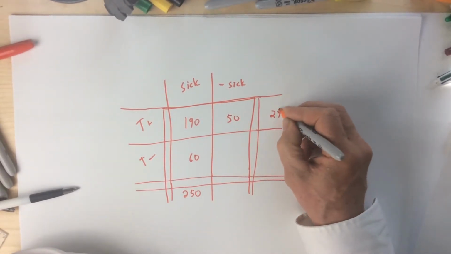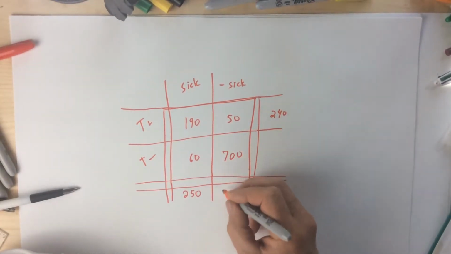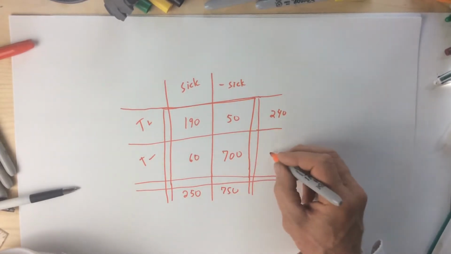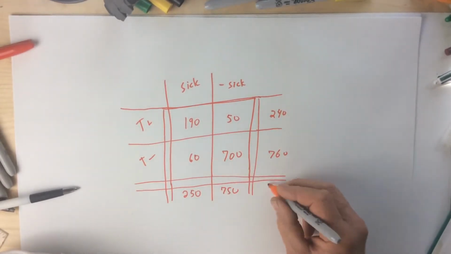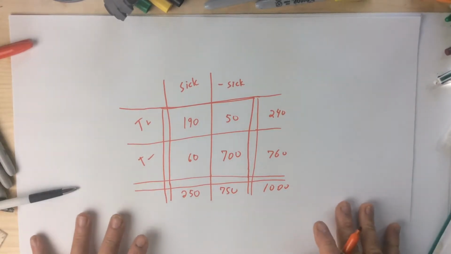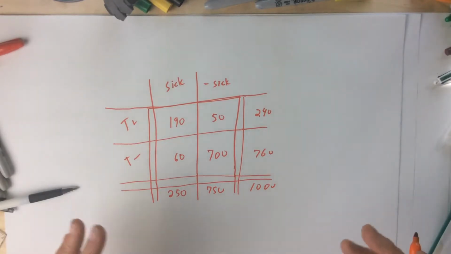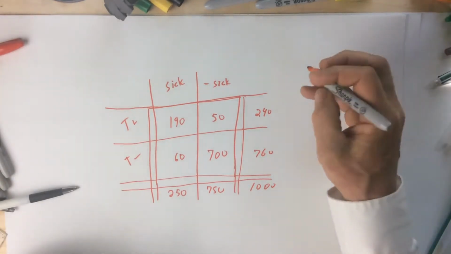That'll be 240. And then the other one I'm going to put in a 700 here. So this will be 750, this will be 760, and either way we add it will be 1,000. Now, there are some conditional probabilities here that can be calculated directly in a restricted universe. So let's do one of them.